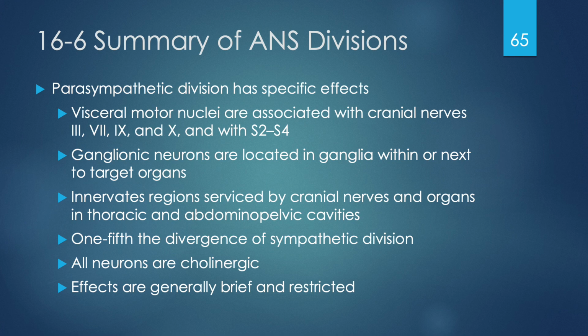So in the parasympathetic division, we have ganglionic neurons that are located in the ganglia that are either right there within or next to the target organs. And these will innervate regions that are serviced by our cranial nerves and our organs that are in the thoracic and abdominopelvic cavities. This includes 1/5 of the divergence of the sympathetic division, and all of the neurons here are cholinergic, 100%. So the effects are typically brief and restricted only to the specific region affected by the parasympathetic division.